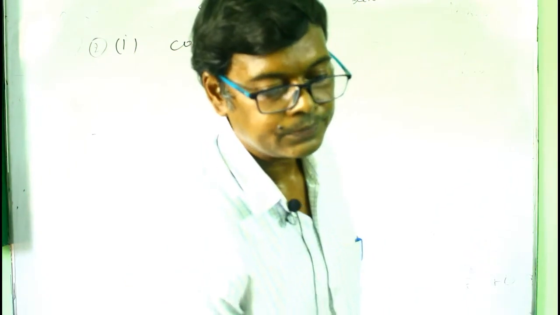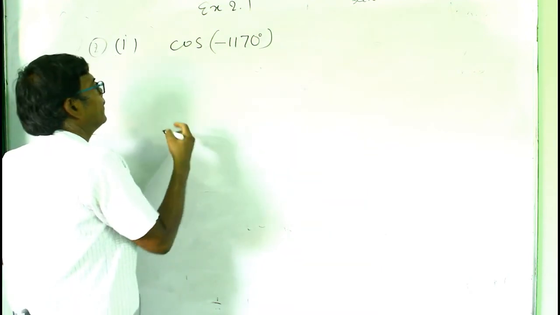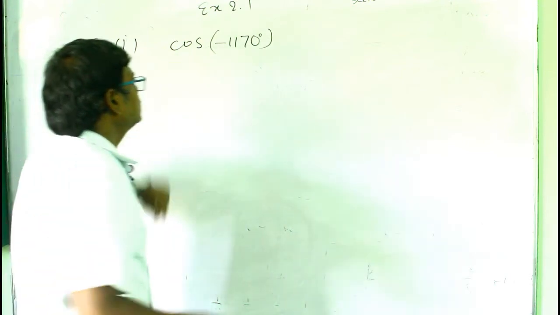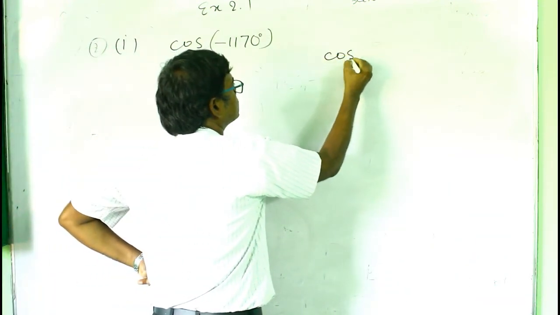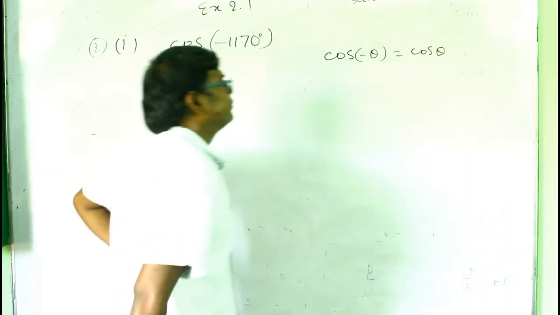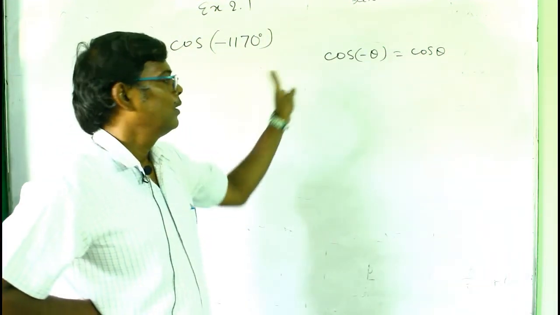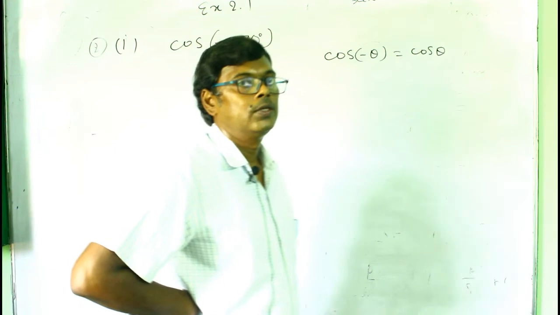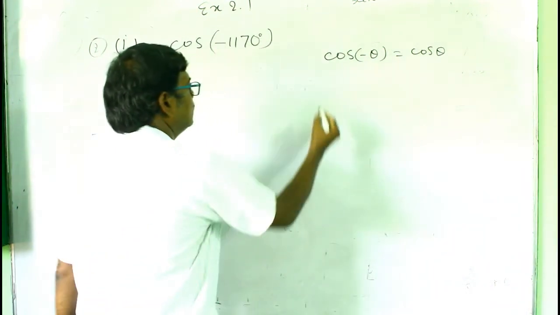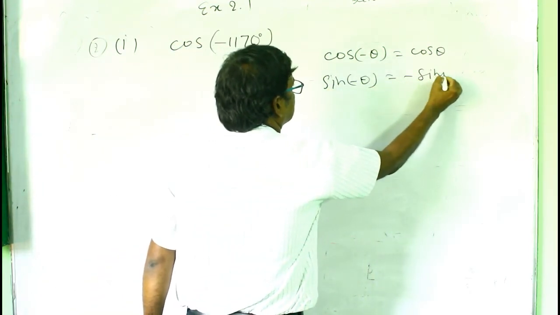Now here there are formulas. The formula is cos minus theta equal to cos theta. Here I have written this in that large table. Also the sine of the negative angle is equal to minus of the sine of that angle, like sine minus theta equals minus sine theta.